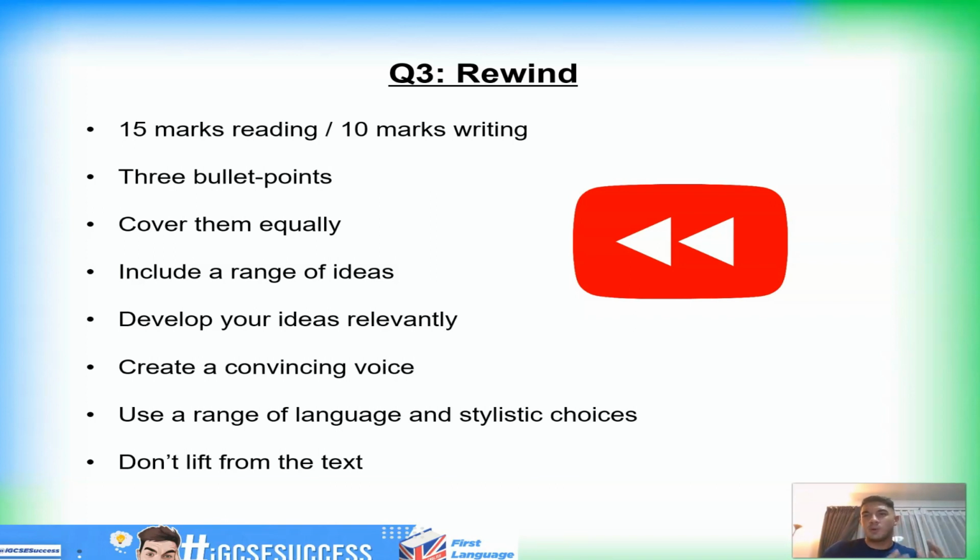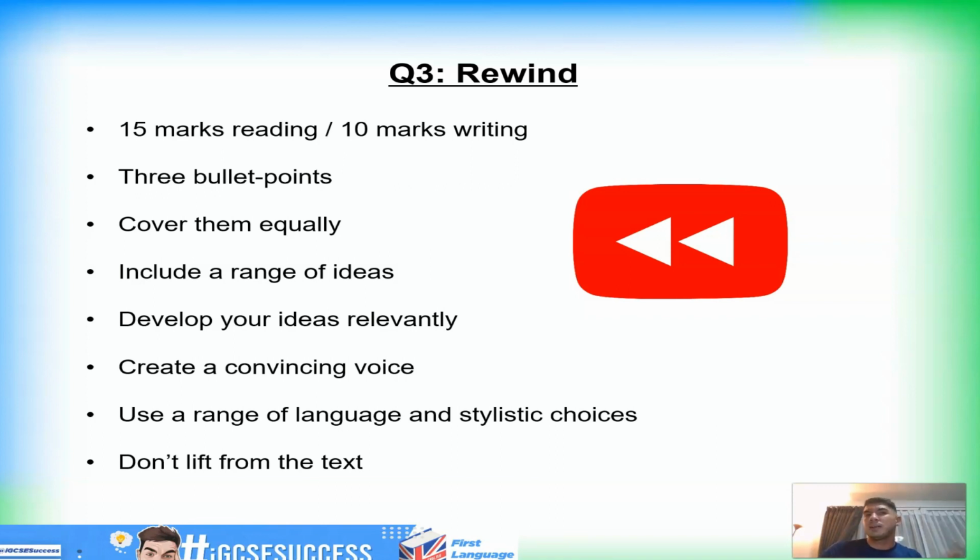So what does this question involve? Well, there's 15 marks for reading, there's 10 marks for writing. So predominantly it is a reading question. There are 3 bullet points. You will always get 3 bullet points. You have to cover them equally. And for most text types, this will mean that you will end up with 3 equal sized paragraphs, and that's usually about a page and a half, 2 pages of the answer booklet.